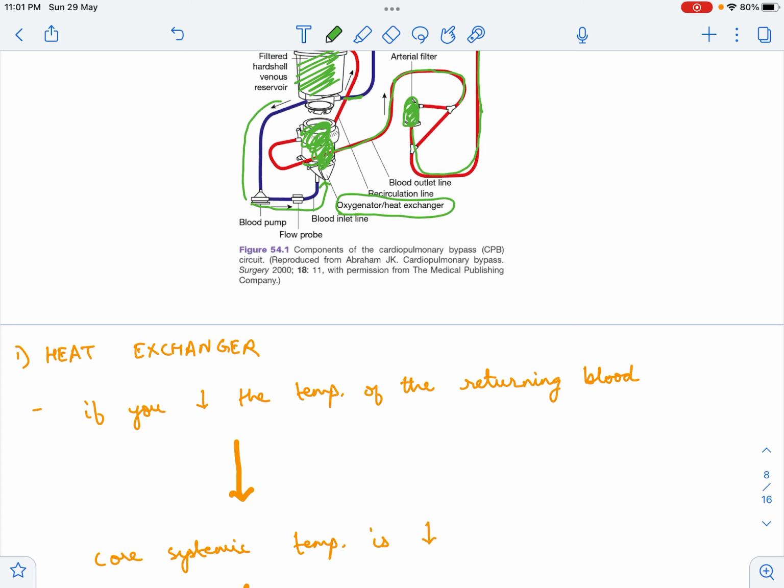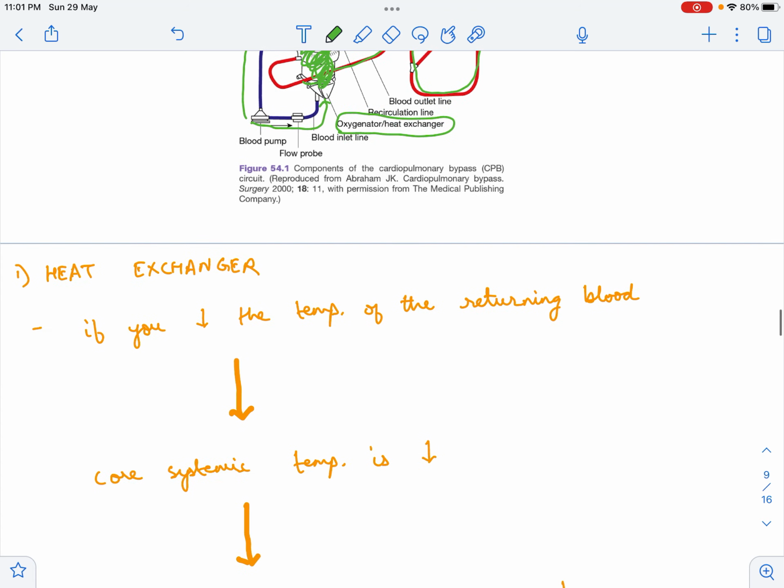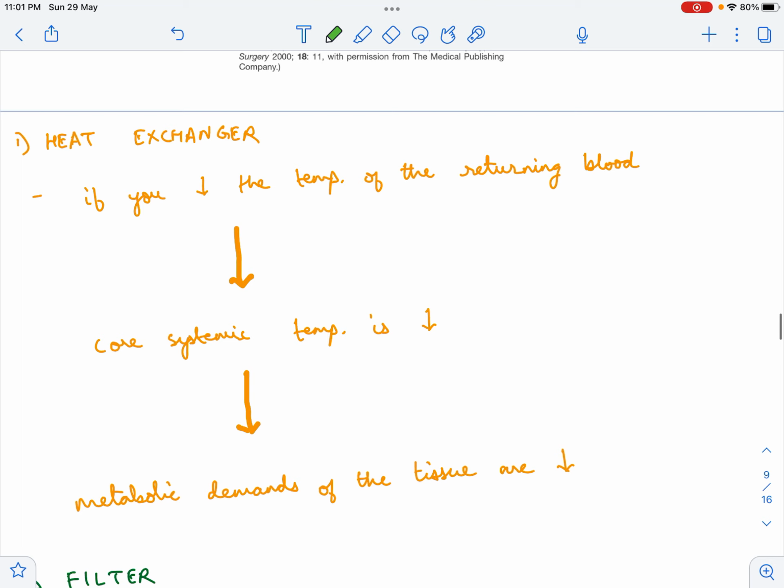So, I mentioned the oxygenator earlier. Now, I mentioned a new term over here called the heat exchanger. Now, what exactly is that? Basically, what else is happening in the circuit apart from oxygenation? So, first you have something called a heat exchanger. Now, we are using this heat exchanger to our advantage.